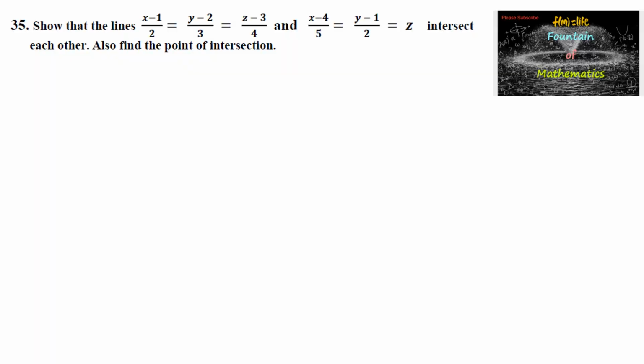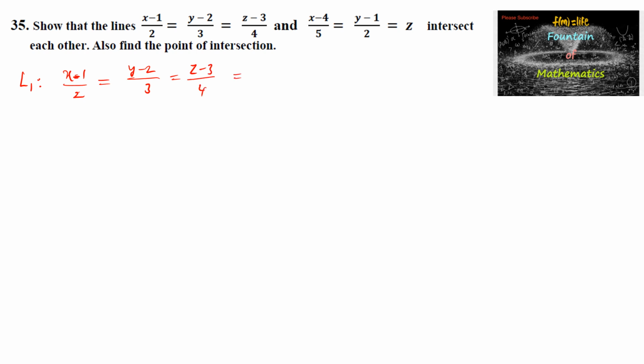Show that the lines x minus 1 upon 2 is equal to y minus 2 upon 3 is equal to z minus 3 upon 4, and x minus 4 upon 5 is equal to y minus 1 upon 2 is equal to z intersect each other. Also find the point of intersection. So the given lines, the first line let us write here, x minus 1 upon 2 is equal to y minus 2 upon 3 is equal to z minus 3 upon 4.